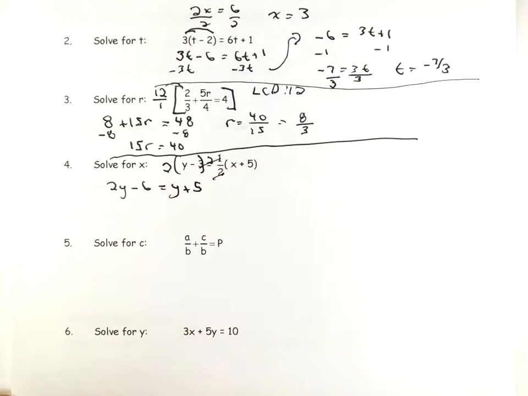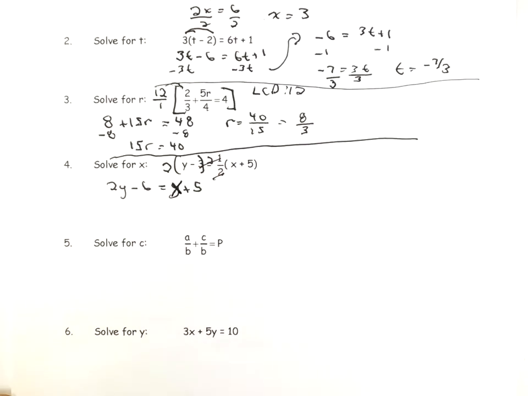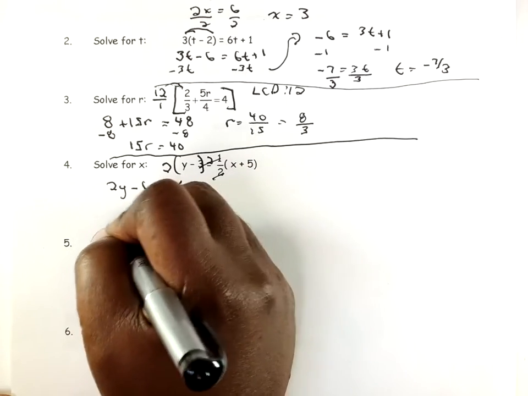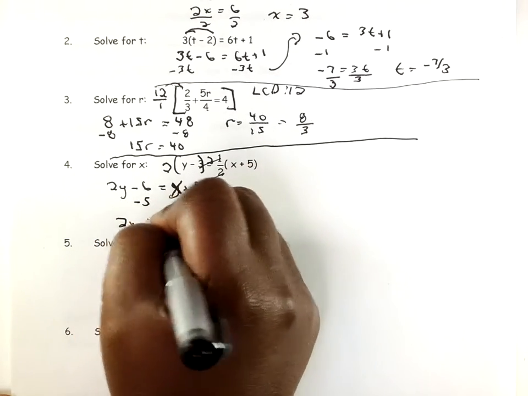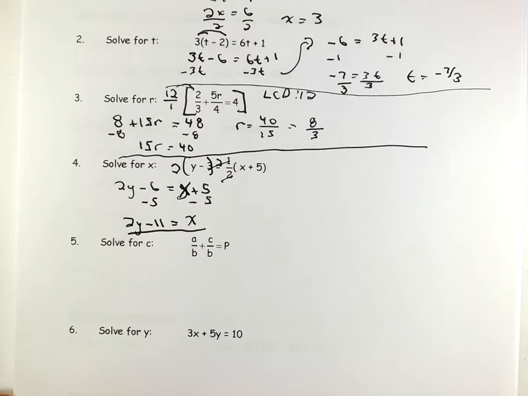I know there's an x there. That is a typo. It's supposed to just be one variable. Oh, no, it wasn't. I'm sorry. This says solve for x, so it's not supposed to be just one variable. I thought it was a typo. Alright, so I'm going to subtract 5 from both sides, and I get 2y minus 11 is equal to x. So this is called a literal equation when you have more than one variable. And I apologize about that.